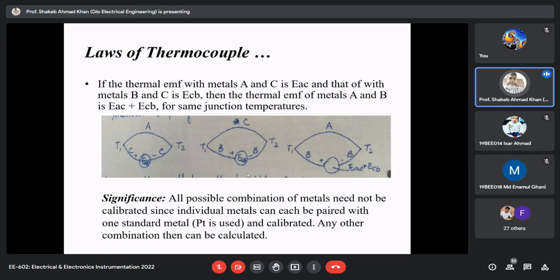So are you able to understand the significance? That's what I had written. All possible combinations of metal need not be calibrated, since individual metals can each be paired with one standard metal, generally platinum, and calibrated. Any other combination then can be calculated. Is it fine to all of you? Yes, sir.